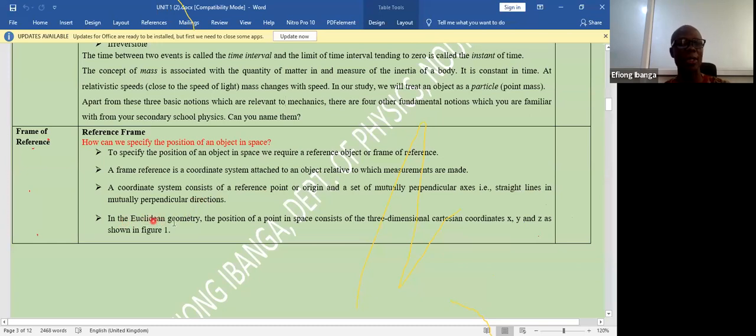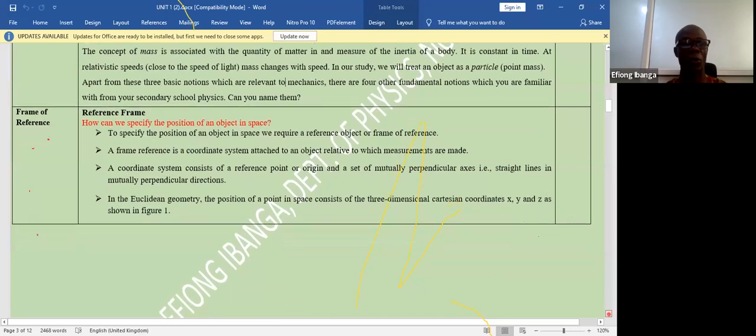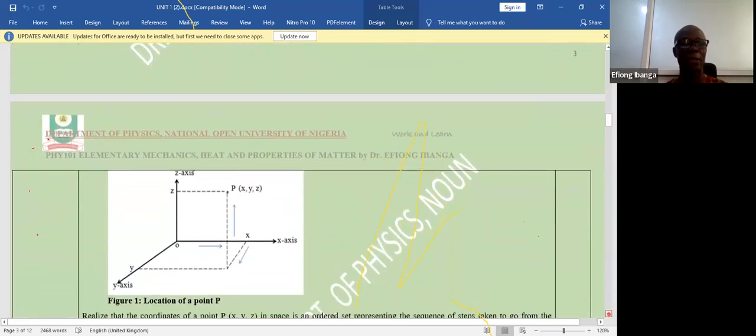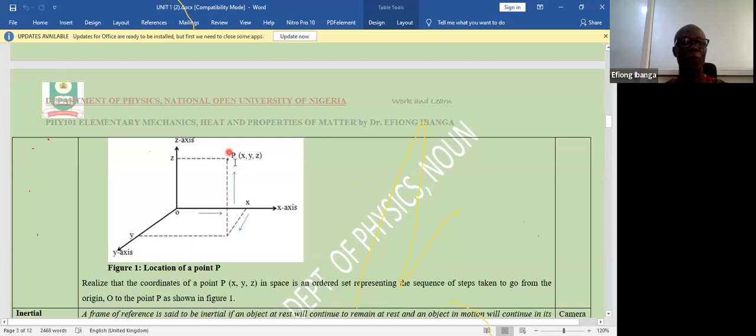Now, in Euclidean geometry, the position of a point in space consists of three-dimensional Cartesian coordinates, that's x, y, and z, as shown in this figure. So look at my figure 1 there. To locate the position of a point P, I will have to move along the x-axis, parallel to the y-axis, and then parallel to the z-axis this way, isn't it? Therefore, the coordinates of the point P have to be an ordered triplet, an ordered tuple.